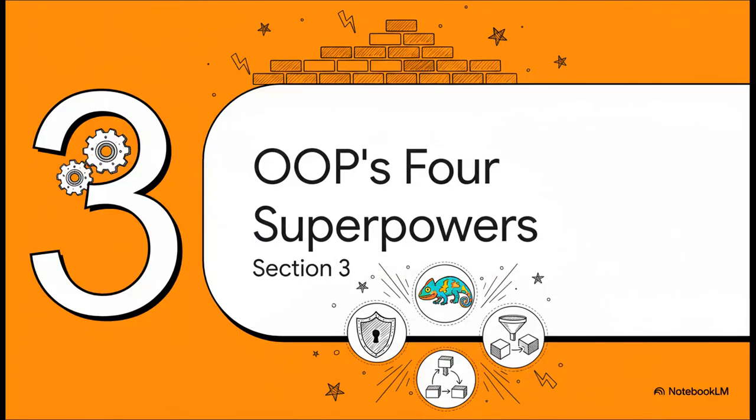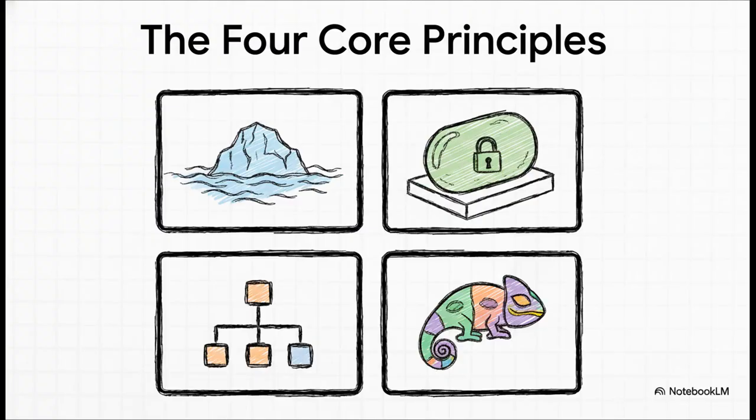All right, so now we've got objects and classes down. Let's get to the really cool part. The 4 powerful principles that make OOP so effective. I like to think of them as OOP's 4 superpowers. And here they are: abstraction, encapsulation, inheritance, and polymorphism. Don't worry, they might sound a little intimidating, but the ideas behind them are actually pretty intuitive. You can even remember them with the acronym AEIP. Let's break down what each one does, and more importantly, why you should care.